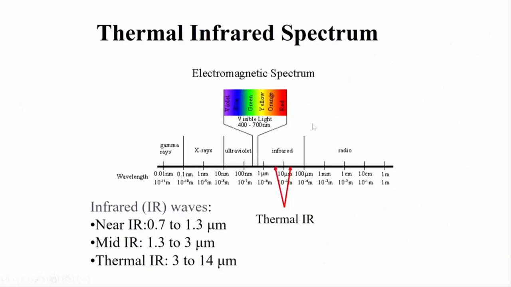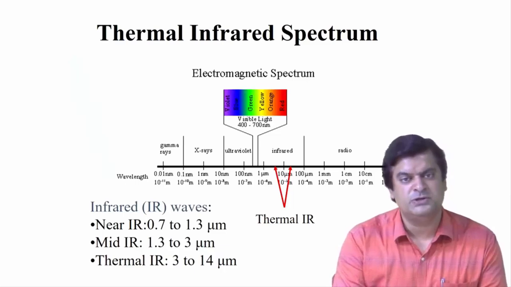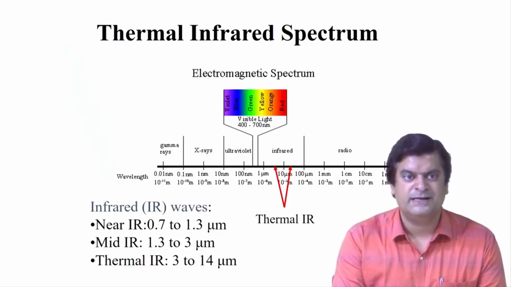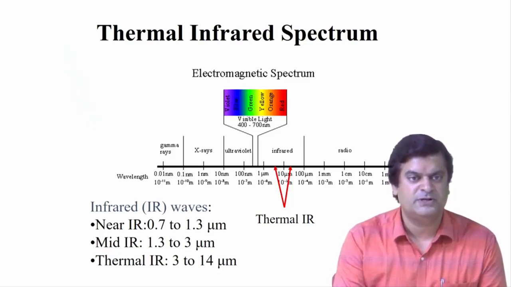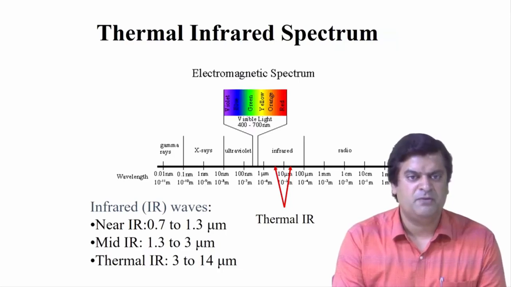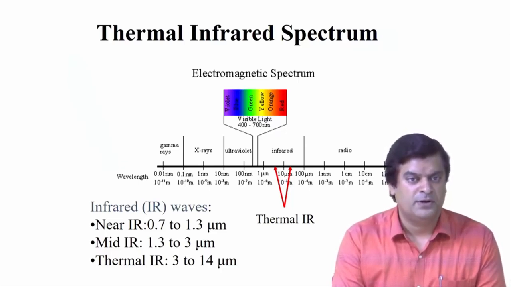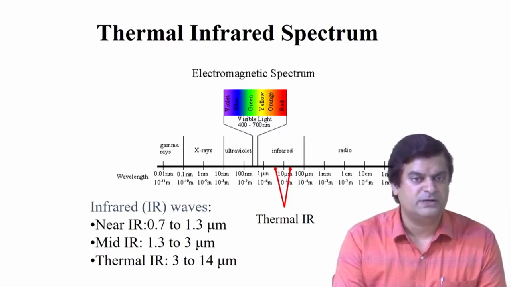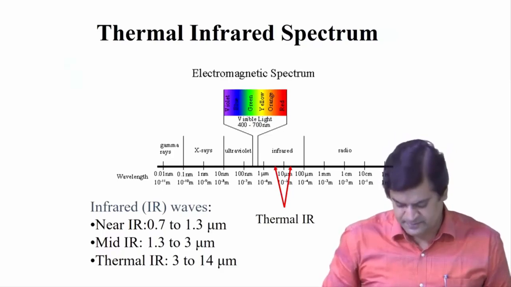Now when we are talking about the thermal infrared spectrum, first of all we should know that infrared is used in optical multispectral remote sensing also. That is the reflected portion of the infrared, having a wavelength range from 0.7 micrometer to 3 micrometer, and that is subdivided into near infrared and mid infrared. Near infrared has a range of 0.7 micrometer to 1.3 micrometer, and mid infrared has a range of 1.3 micrometer to 3 micrometer. Now 3 micrometer to 14 micrometer is the thermal infrared range which is used in remote sensing imaging.